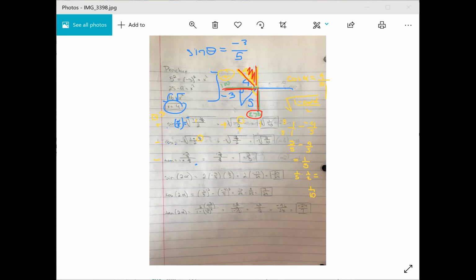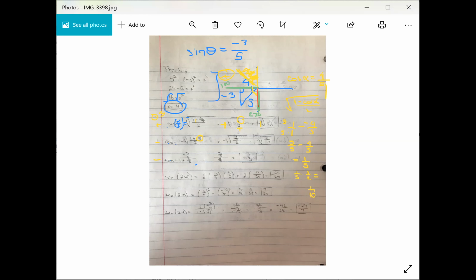Oh wait, can you guys see that? Okay, so yeah, you guys can see that. So that's how it's going to end up. And because it's in the second quadrant, sine is positive there, so you don't have to worry about it being negative.